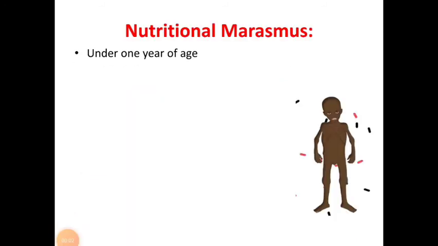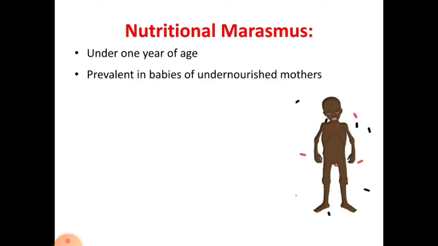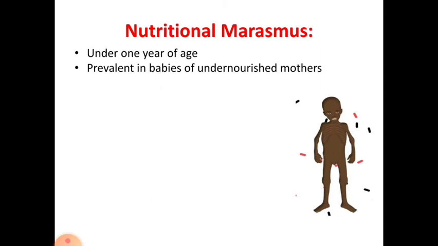Marasmus is more likely to develop in children under 1 year of age when breastfeeding fails or is not carried out for a sufficient period of time. Even if they are not having suitable foods for weaning, they suffer from this disease. It is more prevalent in babies of undernourished mothers as they cannot usually produce enough milk for the baby, and this keeps the baby hungry and undernourished.